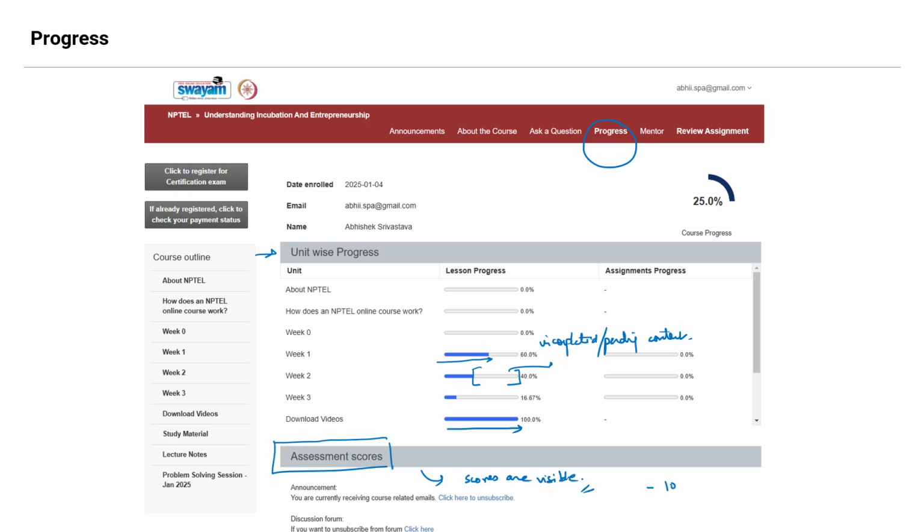This will probably be out of 10 or out of 100, and weightage-wise, we'll see how it adds up.